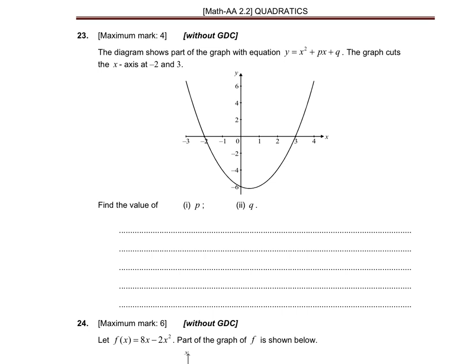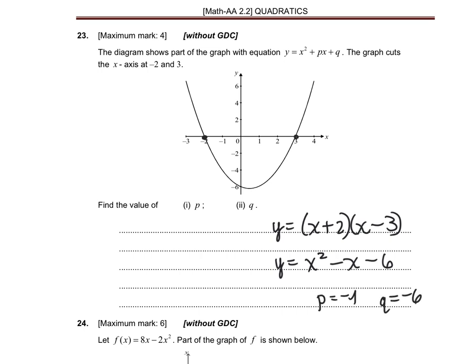23, the diagram shows part of the graph with equation y equals x squared plus px plus q. The graph cuts the x-axis at negative 2 and 3. Find the value of p and q. Okay, so we can just put it straight in here. There is no a, or it's 1. So we can just substitute in the x-intercepts into that x-intercept form and distribute it out. So that's going to be x squared minus 3x plus 2x minus 6. So p is negative 1, q is negative 6.